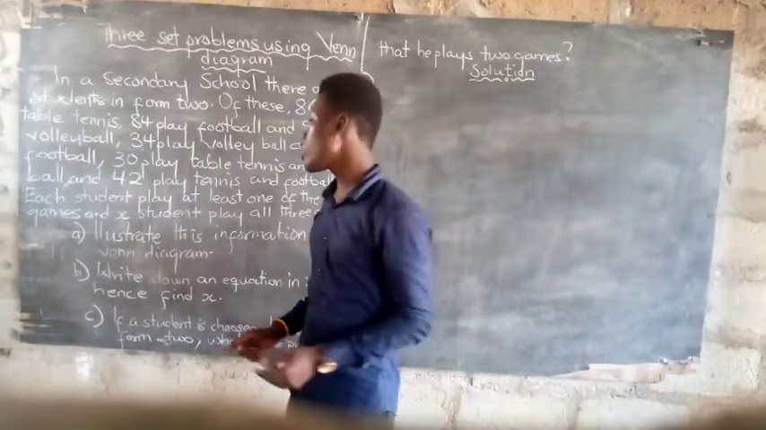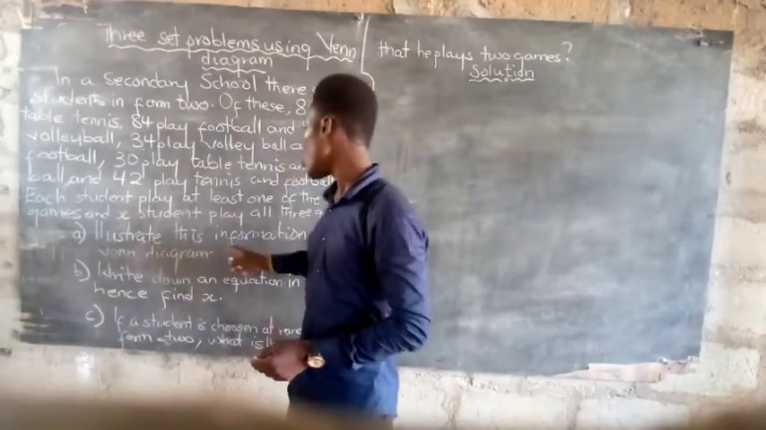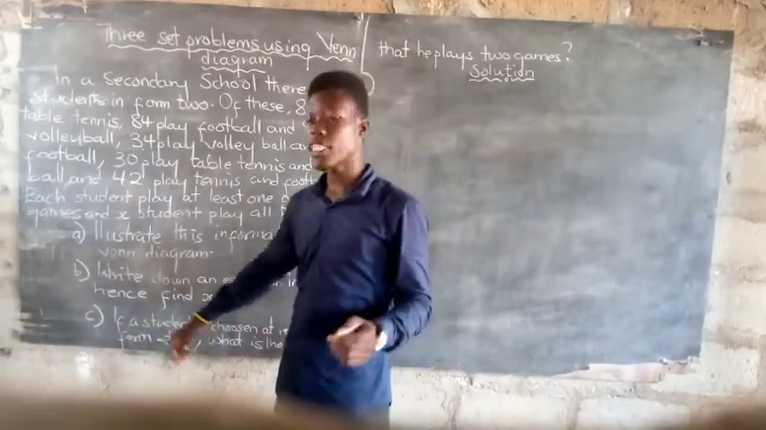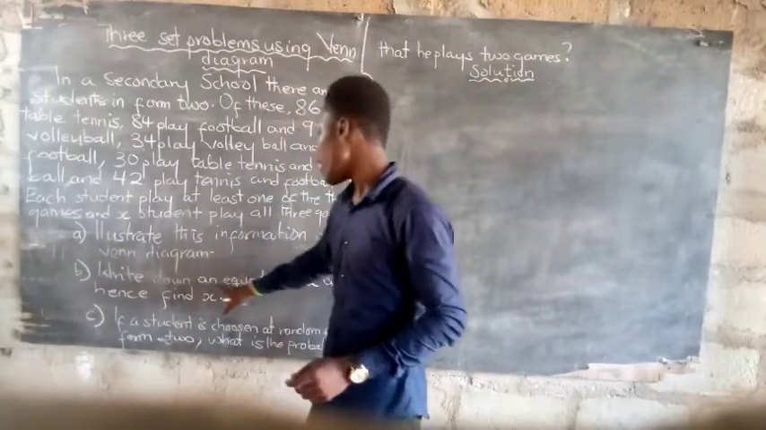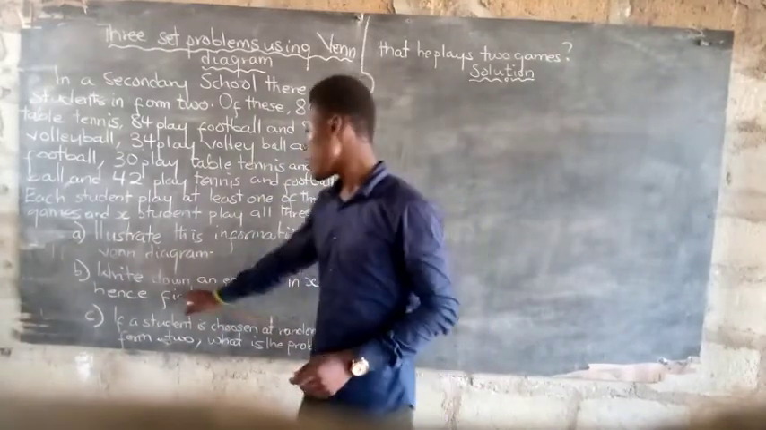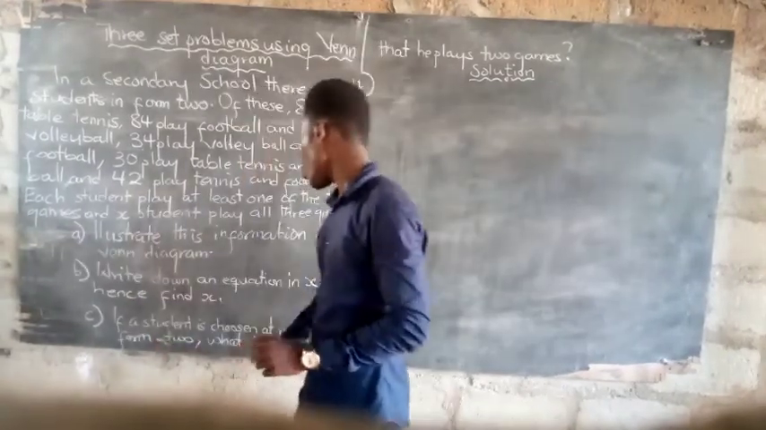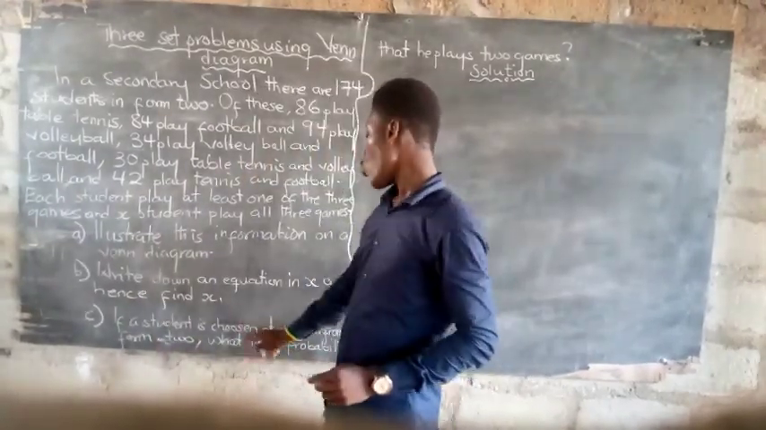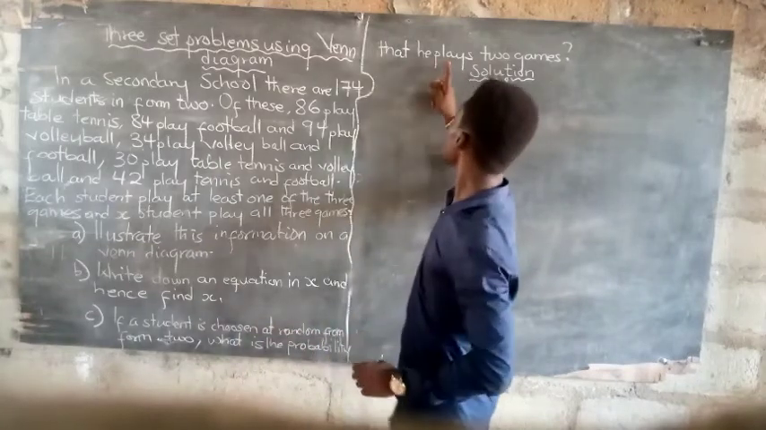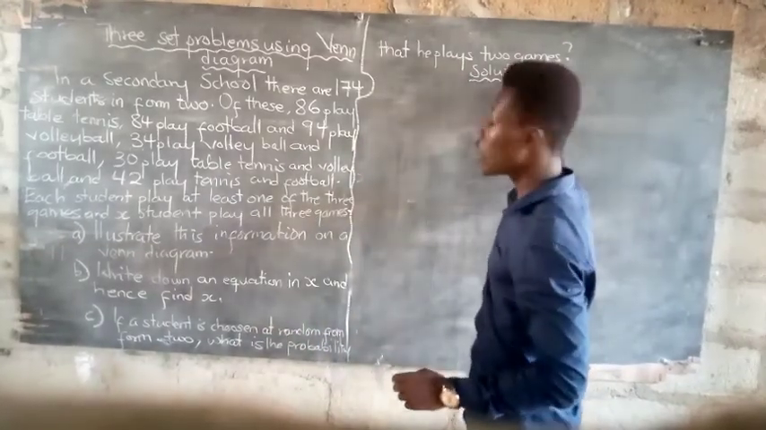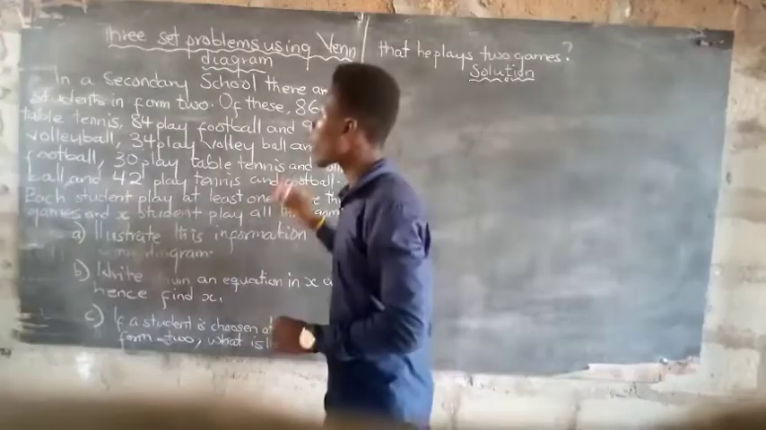Our first task is that we should illustrate this information on a Venn diagram. The second thing they ask us to do is to write down an equation in X and find X. And our last task is to find, if a student is chosen at random from Form 2, what is the probability that he plays two games. So this is the question we are going to solve today.